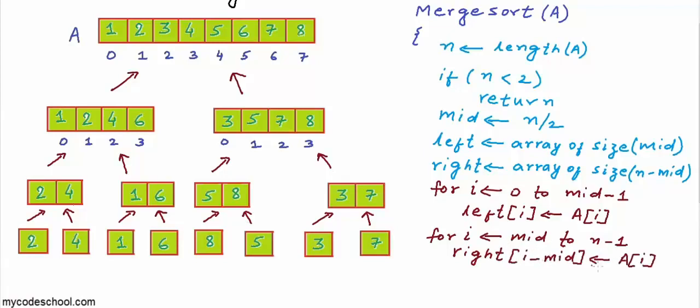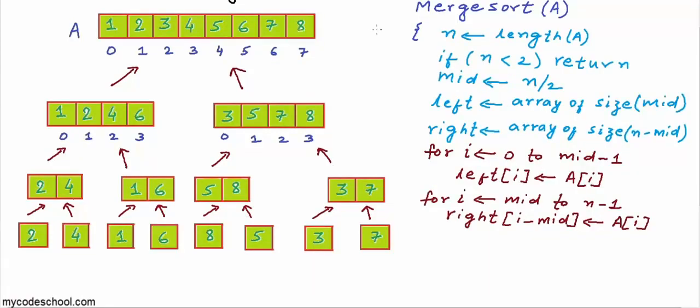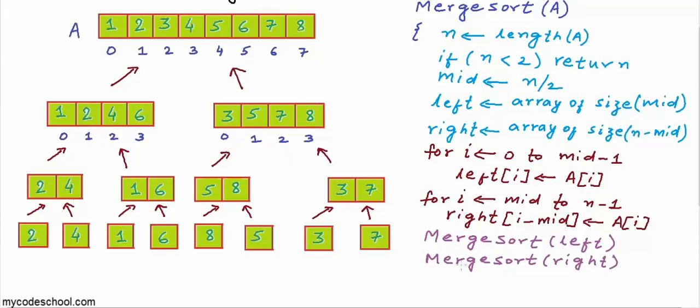mid] as A[i]. Now that we have created left and right sublists, we can first make a recursive call to sort the left sublist, and once we are done sorting the left sublist, we can make a recursive call to sort the right sublist. And once both left and right sublists are sorted, we can make a call to the merge function that we had written before to merge left and right sublists into A.